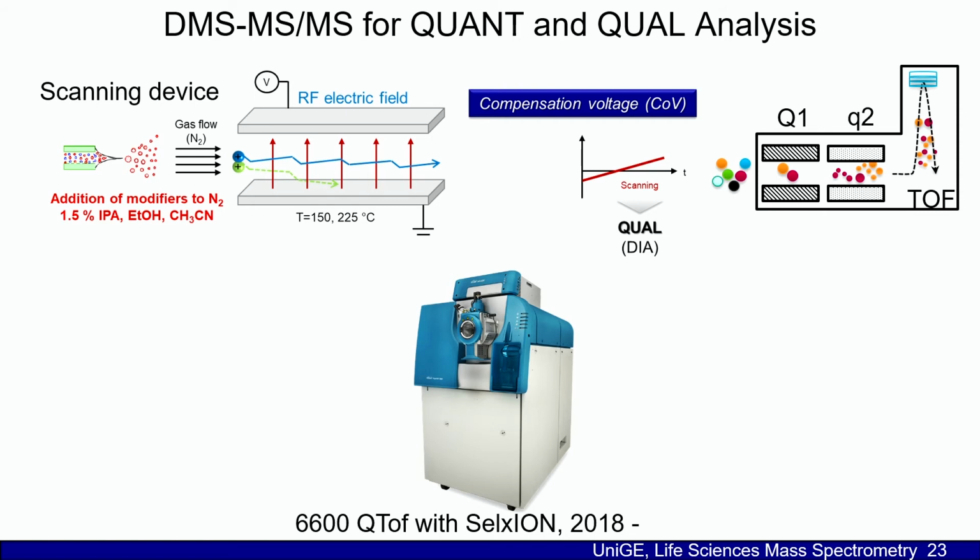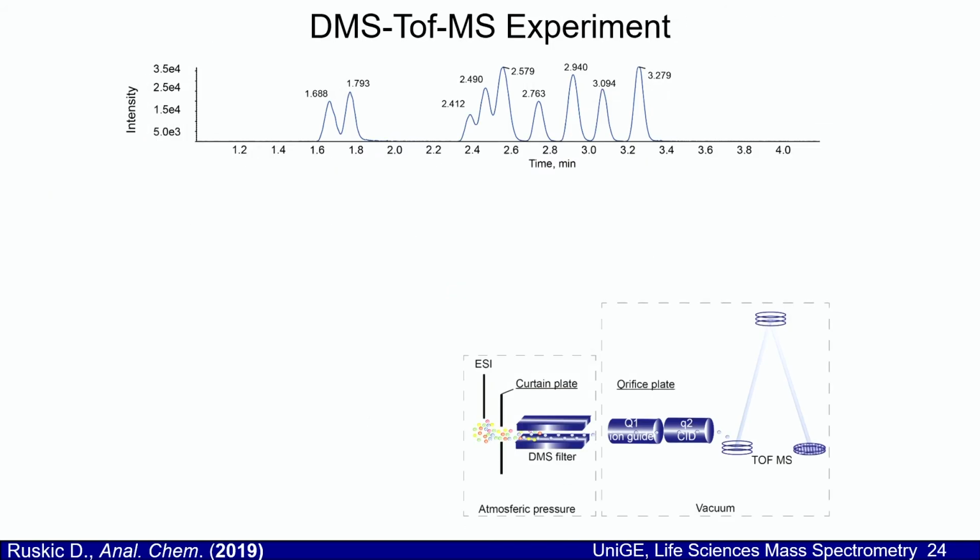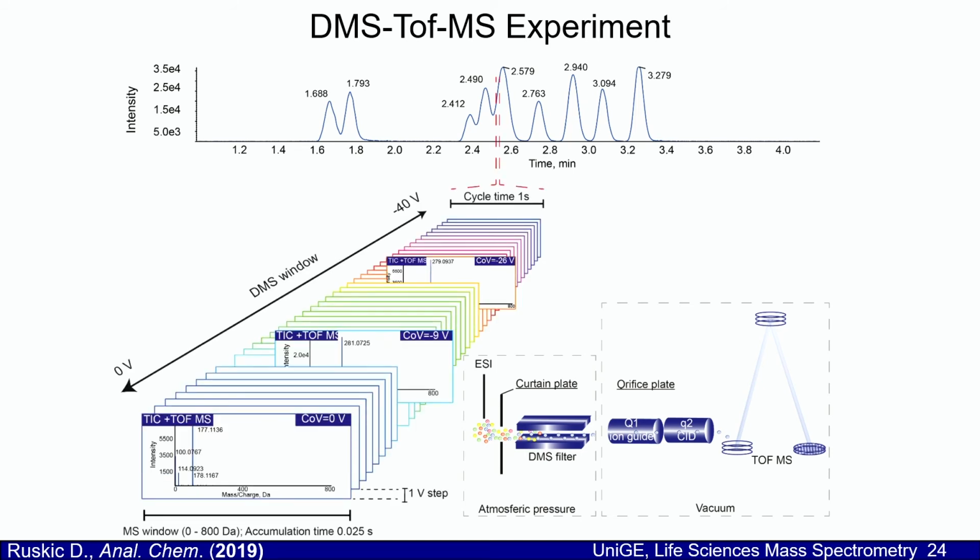Speaking of scanning, the other instrument that I've shown is the QTOF that we have had since 2018. The experiment is fairly simple. Here is a typical chromatogram which is obtained. Each point in the chromatogram is a full scan in the DMS, and each step in the DMS is a full scan in MS. So again, we now have 3 dimensions.